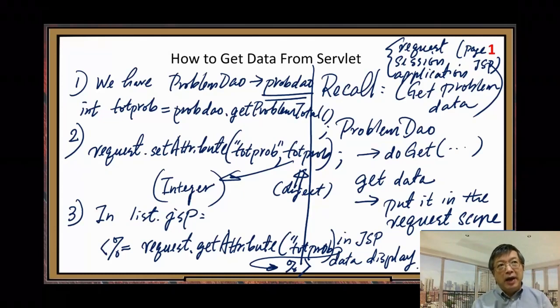Now let us go to those 2 files. The Servlet file first, so we do step number 1 and step number 2. Then we move to list.jsp and do step number 3. After that, we test it and see what happens. So let's do it.